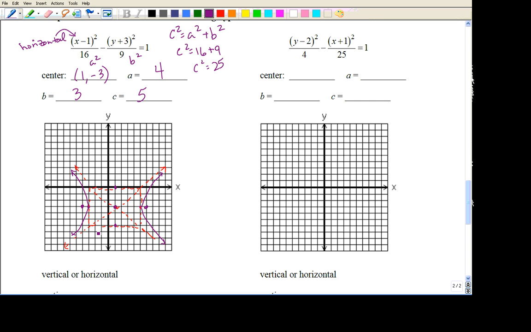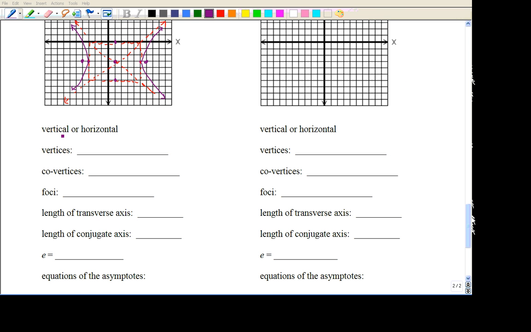So let's fill in the information below this. We know it opened left and right, and it was horizontal because the x was first in the equation. The vertices, those are what the hyperbola is actually touching there. So we've got negative 3, negative 3, and 5, negative 3.